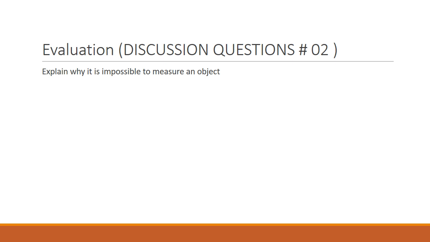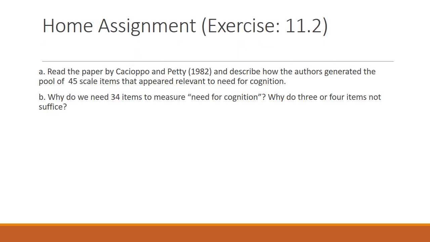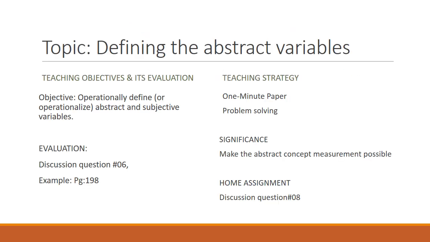So let's move on ahead. You have to attempt discussion question number 2 for better evaluation of the concept. This is your home assignment, basically the whole home assignment, but I have written it over here. The topic ahead is to operationally define abstract and subjective variables. This is a very important concept. We will be operationalizing the abstract and subjective variables.